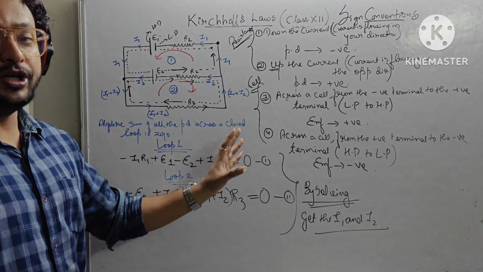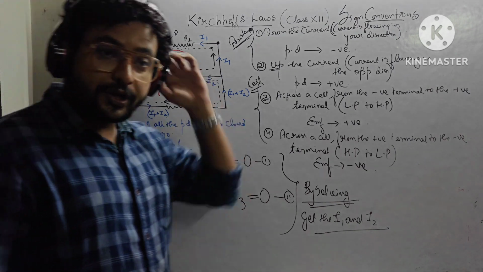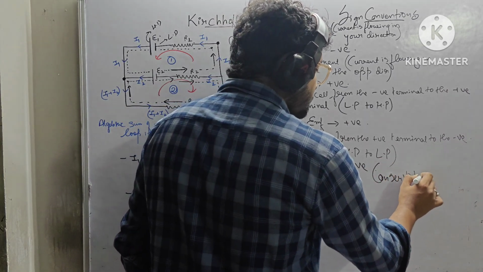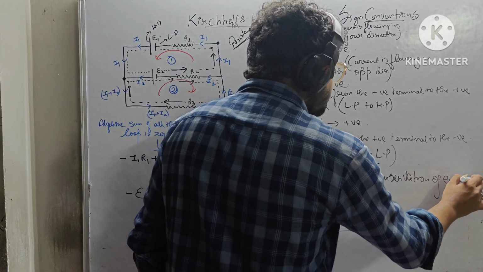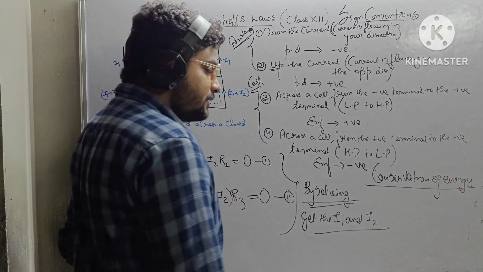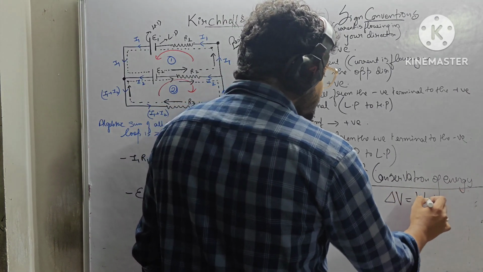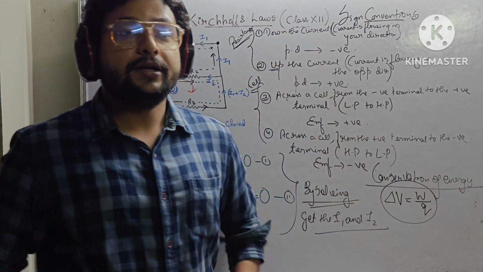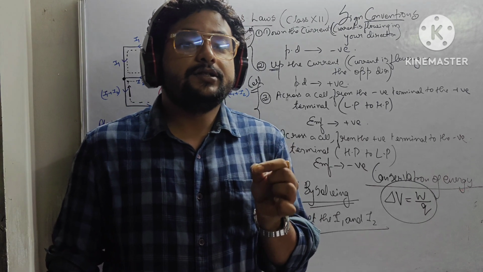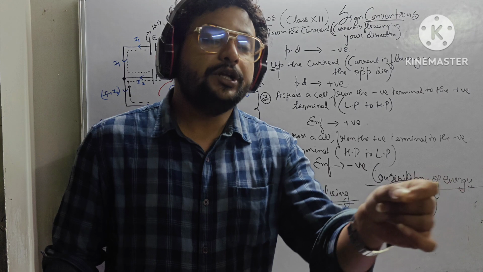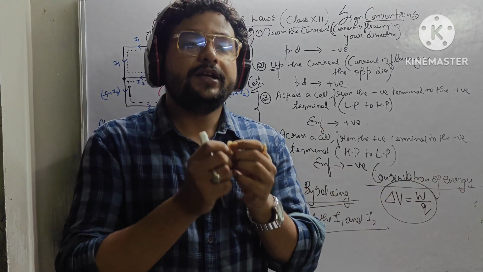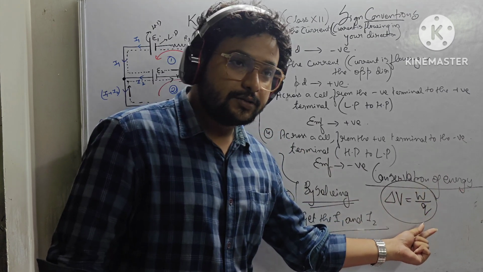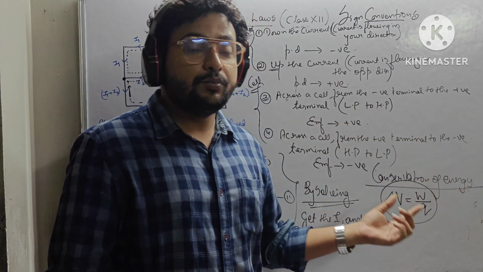So this was all about Kirchhoff's voltage law. This law is much more important than the first law. This law basically tells us about the conservation of energy. Now, why does this tell us about the conservation of energy? You see, the formula for potential difference is work done per unit charge. Whenever any charge, suppose an electron, is crossing a potential difference, it has to do work. That's why potential difference is known as work done per unit charge, how much work it is doing per unit charge.